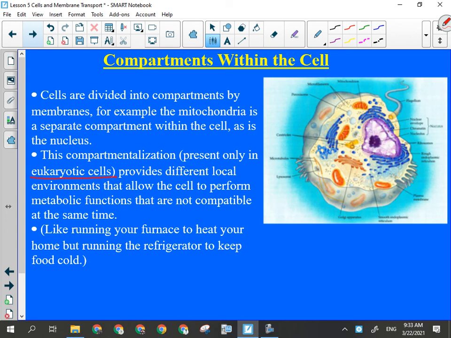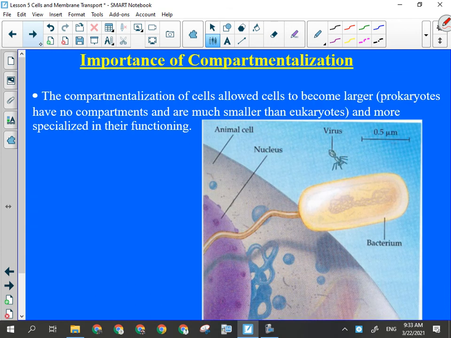As a prokaryote, you can't specialize. All your cells are the same. Okay? You're a single-celled organism, and every other single-celled organism like you is identical. Okay? There's no specialization, so there are no multicellular prokaryotic organisms. Okay? Without organelles, you cannot specialize. All right. So compartmentalization of cells allows cells to become larger, okay, and more complex, and obviously multicellular.